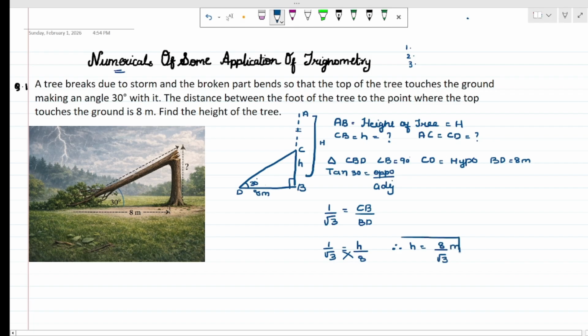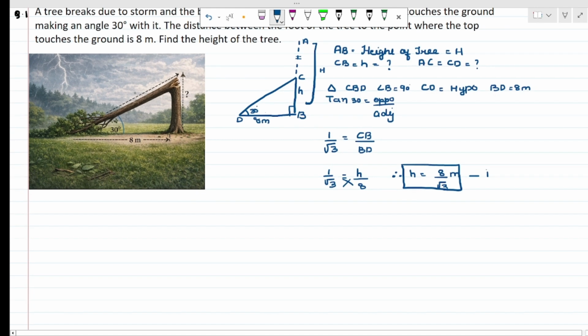Keep this answer in the box. We will need it afterwards. So keep it in the box and name it as result number 1. Now, what ratio should I select so that I can get my value of hypotenuse? I can go for cos theta. Yes, because cos theta says adjacent upon hypotenuse.